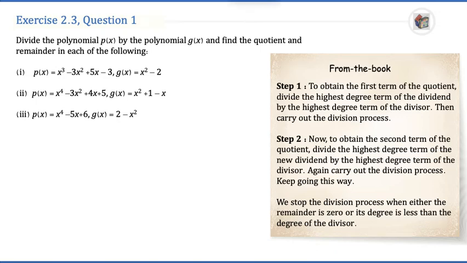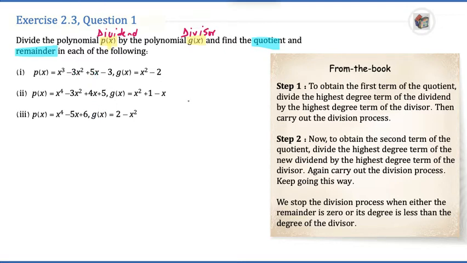Exercise 2.3, question 1. Divide the polynomial p of x, so we have p of x in all of these parts as you see, by the polynomial g of x. So here p of x is your dividend, this is what you're dividing, by g of x, which is your divisor. Okay, so we are given the dividend and the divisor in each of these parts. You have to divide it, and through that division you need to find the quotient and the remainder in each of these. Now you need to understand how to divide these.